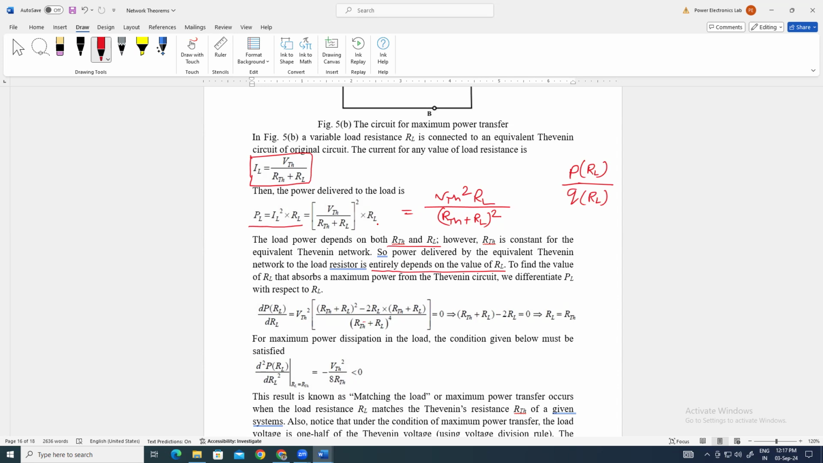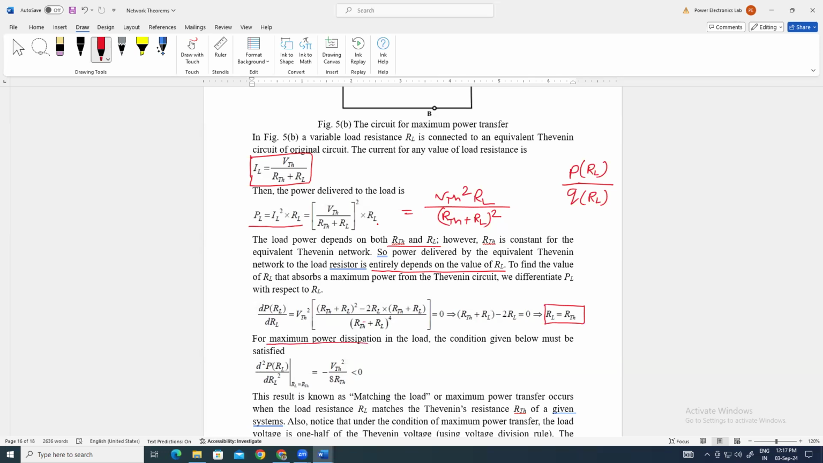So RTH plus RL can be taken common. So here we will get RTH plus RL minus 2RL is equal to 0. So RL is equal to RTH. Means load resistor value will be equal to Thevenin resistance value. Okay. So it means maximum power dissipation.